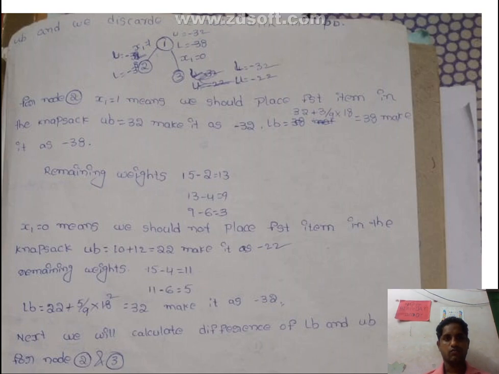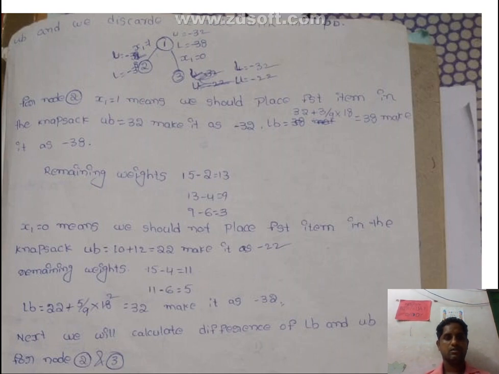So first node 1, then 2, then 3. For node 1, the upper bound equals minus 32, lower bound equals minus 38. Then x1 equals 1 and x1 equals 0. For node 2, x1 equals 1 means we should place the first item in the knapsack, so the upper bound equals 32, make it minus 32, and the lower bound equals 38, make it minus 38.